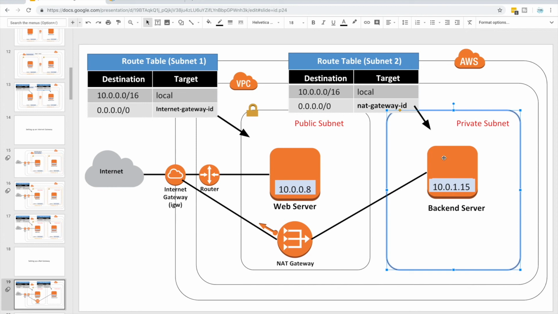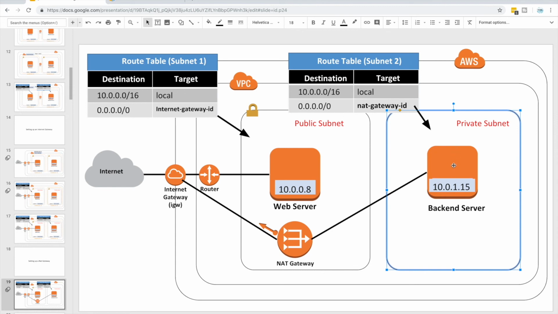Those application server and database may have to run some updates. For example, let's say the database version has to be upgraded. In that case, this EC2 instance has to communicate with the internet and grab that update and update the database.